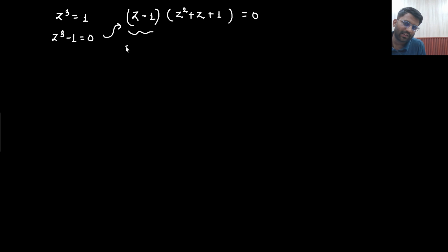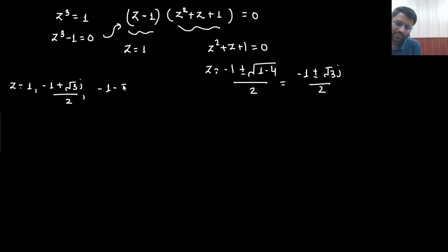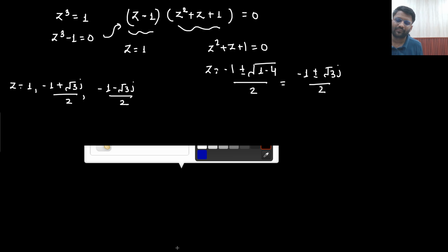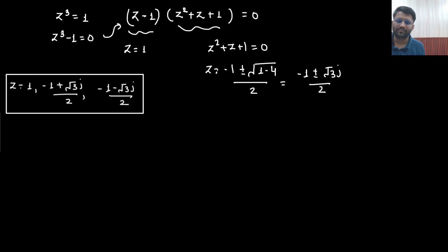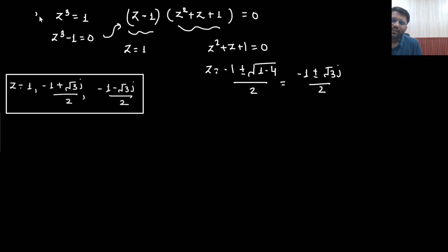So when you solve this equation, the answer is coming out to be z equals 1. Now when you solve this equation, z square plus z plus 1 equals 0, what answer will you get? Minus b plus minus under root b square minus 4ac upon 2a. So what are you getting? Minus 1 plus minus under root 3j by 2. So what is the answer? z equals 1. In one answer I will take the positive sign, and in the other answer I will take the negative sign. Yes or no? This is the scenario. Okay, so yeah, this discussion we have done.